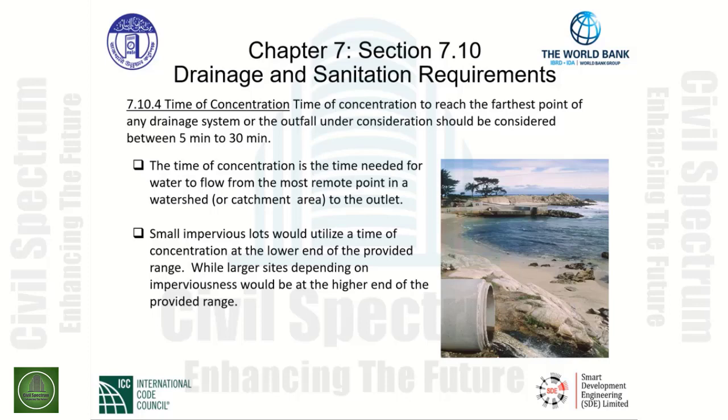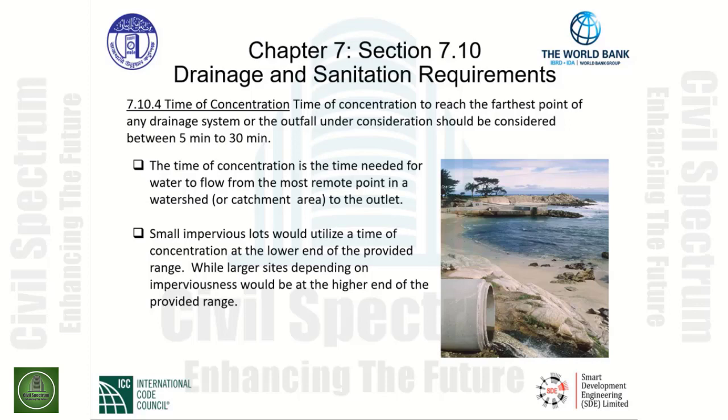Time of concentration is indicated in section 7.10.4. Time of concentration to reach the farthest point of any drainage system or the outfall under consideration should be considered between 5 minutes to 30 minutes. The time of concentration is the time needed for water to flow from the most remote point in a watershed or a catchment area to the outlet.